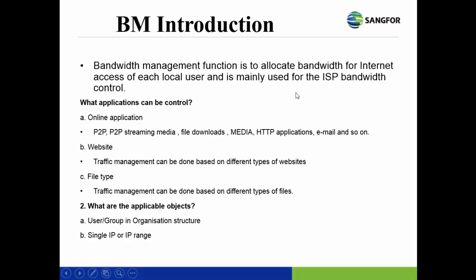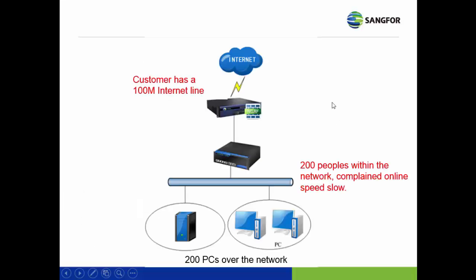It's a function to allocate the bandwidth channel for internet access of each local user and mainly used for ISP bandwidth control. So there are applications that can be controlled. One of these is online applications, which includes P2P, P2P streaming media, file downloads, and also websites. And more importantly, there are applicable objects, which include the user group and the IP.